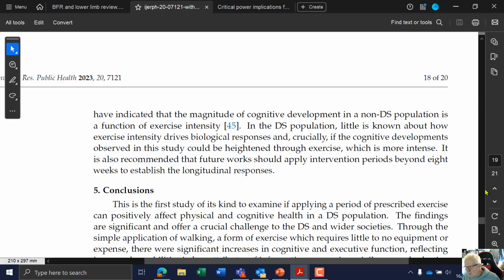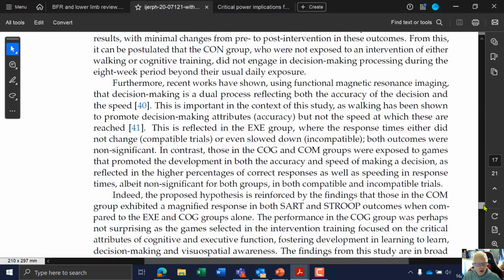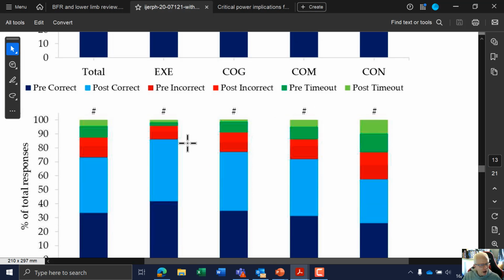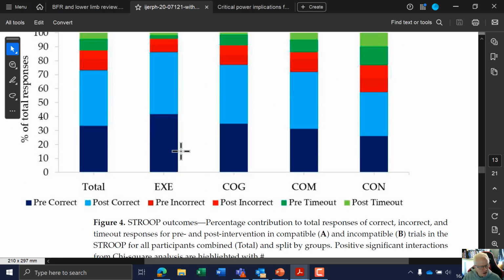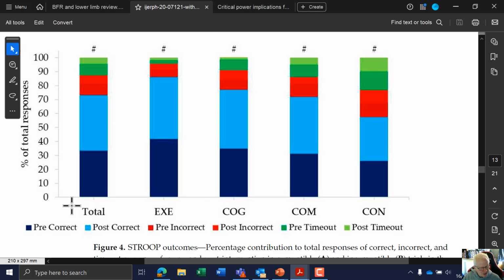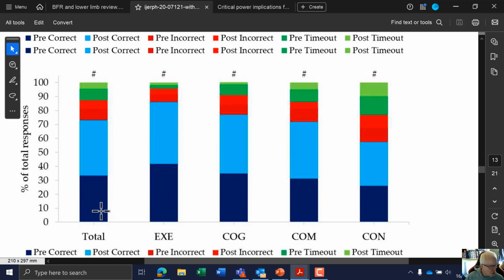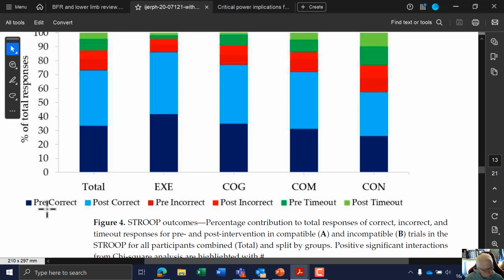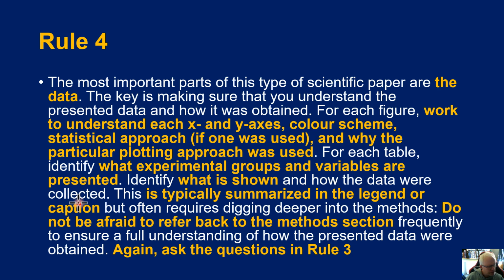So if we take this paper here, this is quite a neat one to work with. So the authors in here, our group, have given us these stacked columns here. So we've got our x-axis. Okay, well, the x-axis is the group. What's the y-axis? Well, it's the percentage of total responses. What are the colours? And they're telling you, so the colours are really important. They're helping you to interpret the information. So help yourself by kind of starting with the tables and the figures.